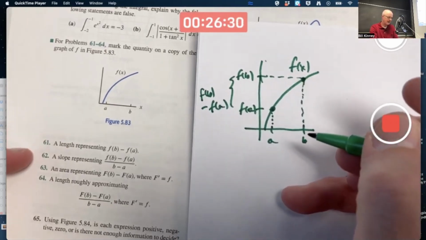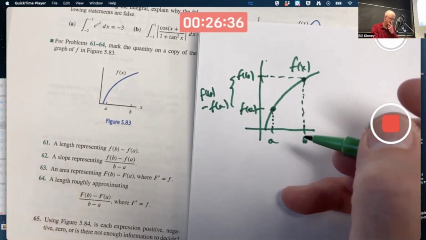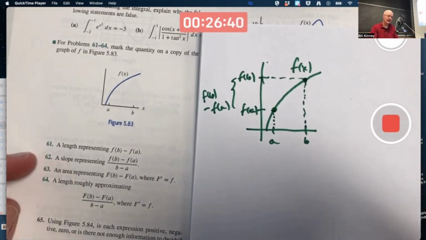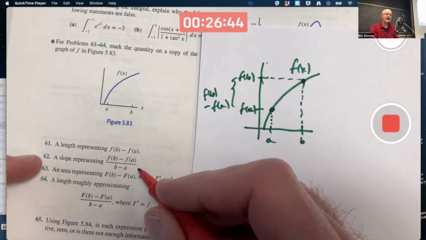No calculus there. We get to calculus, well, not even in 62. The calculus is in 63 and 64. Yes, 62 is related to calculus. It says a slope representing f of b minus f of a all divided by b minus a.